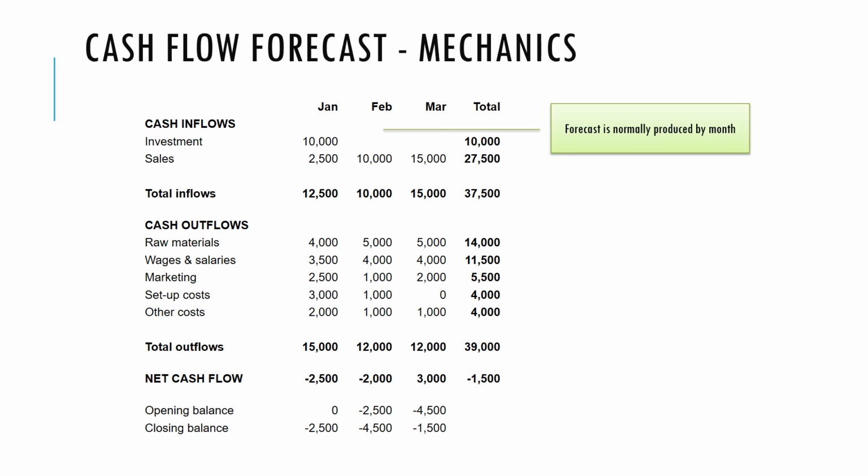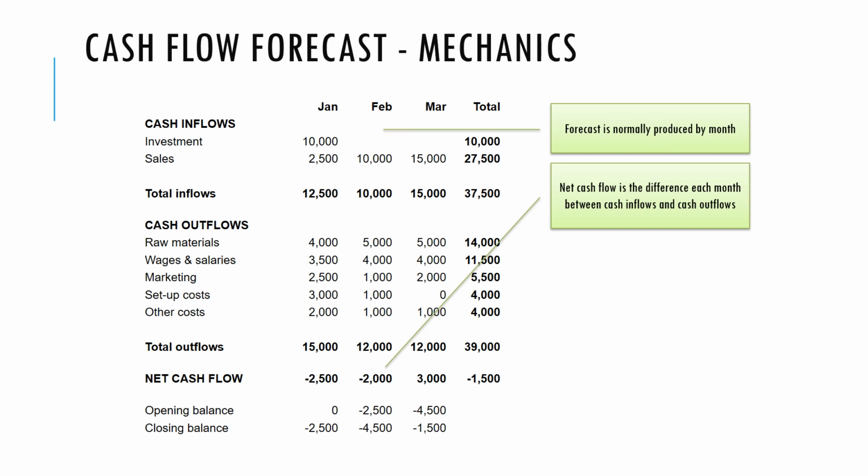So in this example here, we've got a cash flow forecast, and it's normally produced by month. We can see cash flows first of all, so from investment cash into the business and sales, total inflows, then we've got all the outflows, all the kind of costs, and the total outflows. Inflows minus outflows gives us the net cash flow, and then we have the opening and closing balances.